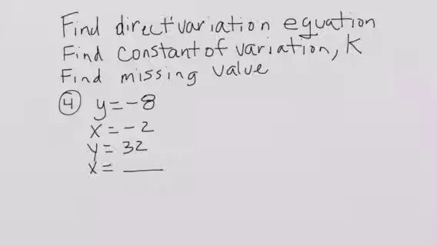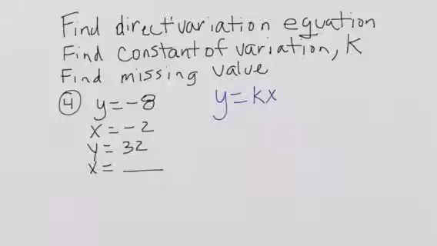Now, we're going to find the direct variation equation. We're going to find the constant of variation, or k, and we're going to find the missing value. So here's the information that I've given you. In this equation, y varies directly to x. So that means we're going to use our direct variation equation, y is equal to kx.